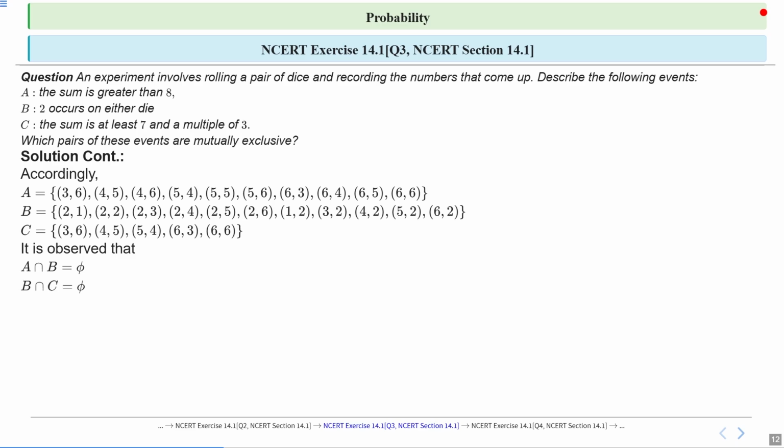And similarly, you can find B intersection C. In B and C, there is no common ordered pair. So B intersection C is also empty.